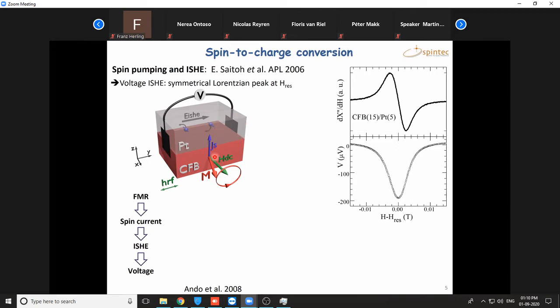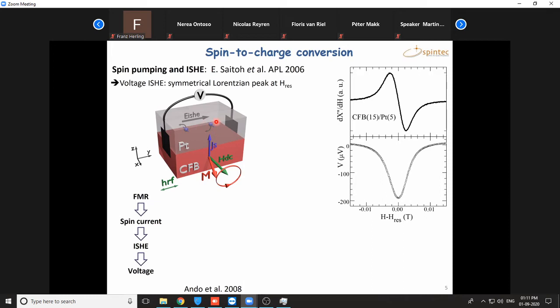We apply a DC field plus a small RF field that, at the resonance condition, the ferromagnetic resonance condition, will ensure the precession of the ferromagnetic material, here CFB, cobalt iron boron, in this case. By doing so, you will inject a spin current into an attached material. This attached material appears as a sink.